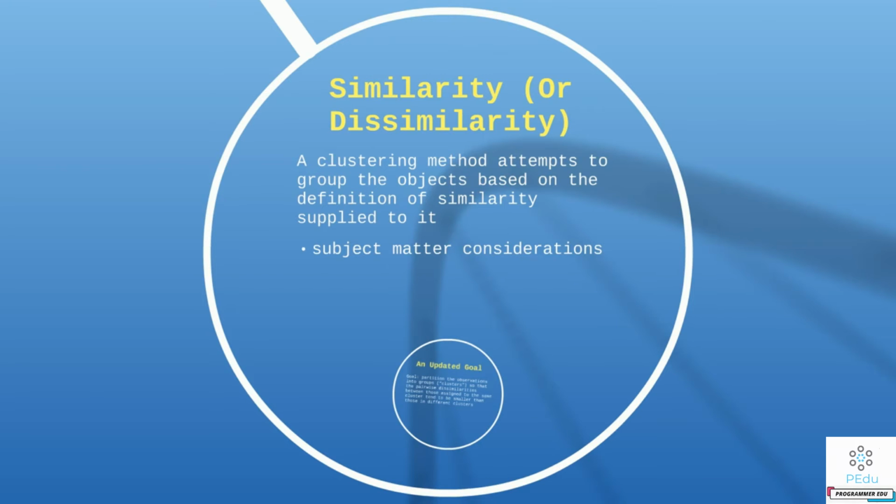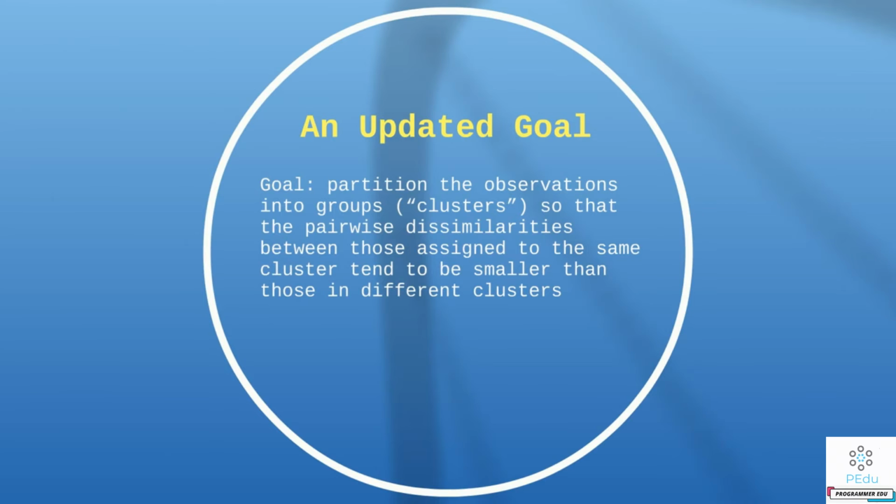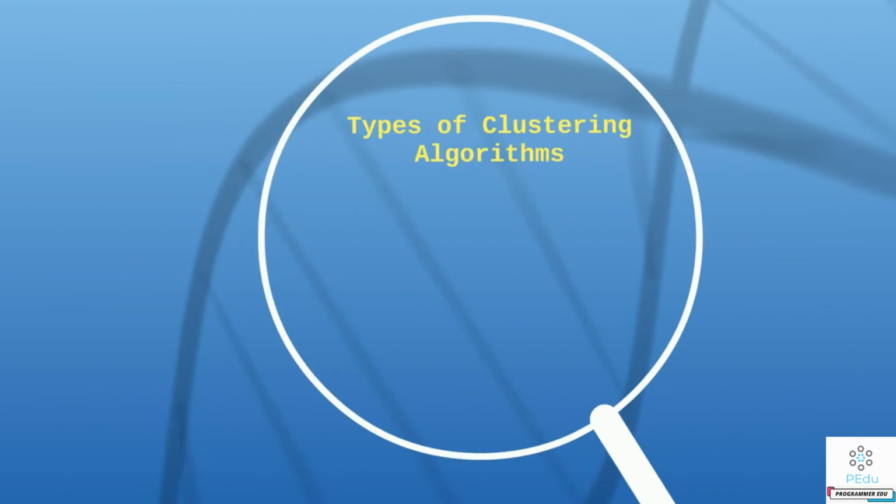So now that we have this definition of similarity out there, we can update the goal of these cluster analysis algorithms: to partition the observations into groups so that the pairwise dissimilarities between those assigned to the same cluster tend to be smaller than those in different clusters. So here is our official goal, complete with our application of dissimilarities. This is what we're looking for in cluster analysis. Let's take a look at a couple of different algorithms that can be used to accomplish this goal.